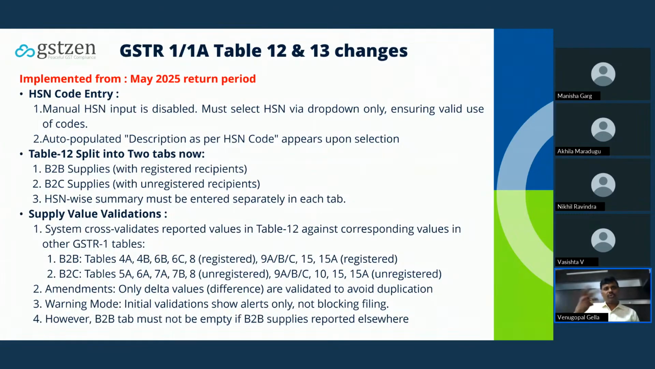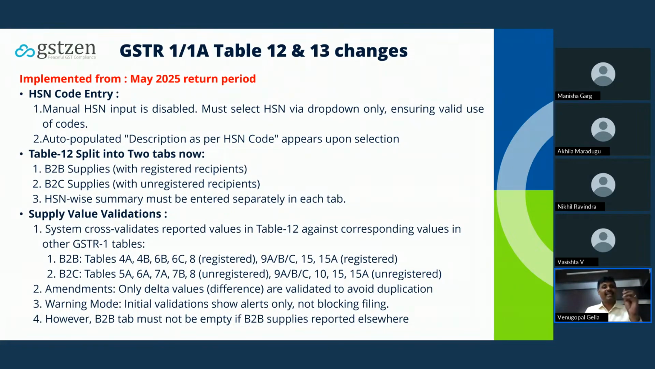Outward supply, whether forward charge or reverse charge. Table 6B, supply to an SEZ. Table 6C, deemed exports. Table 8, if there is a registered, though 8 has no bifurcation. If there is a registered, that is why I put it in the bracket. Then 9, credit notes, debit notes, and amendments to table 4, say 4, 5, 6, right? Likewise, there is an unregistered 5A, which is B2C large.